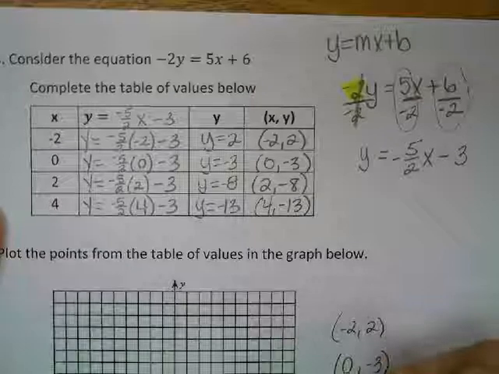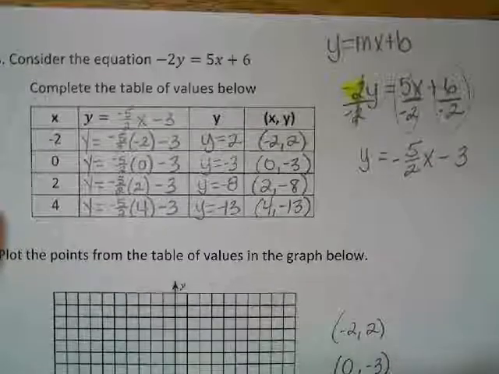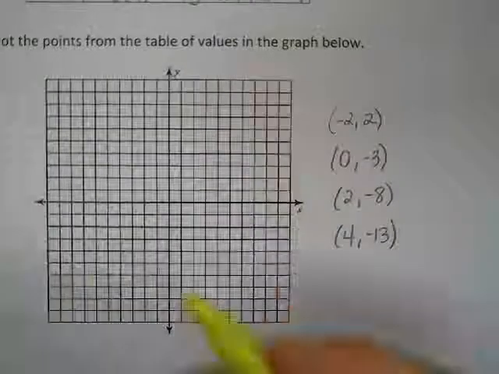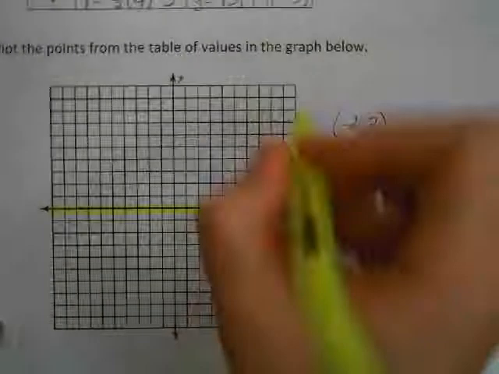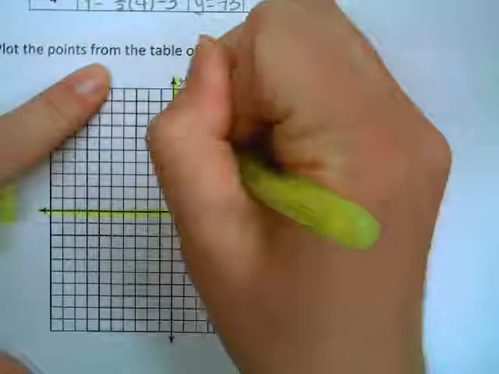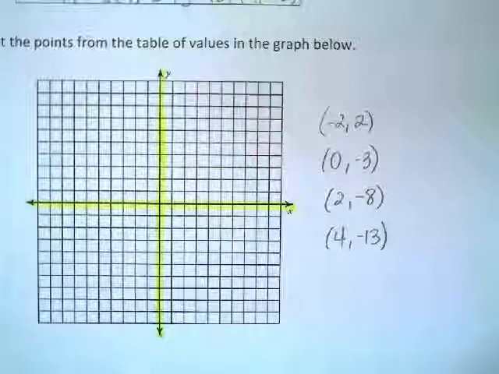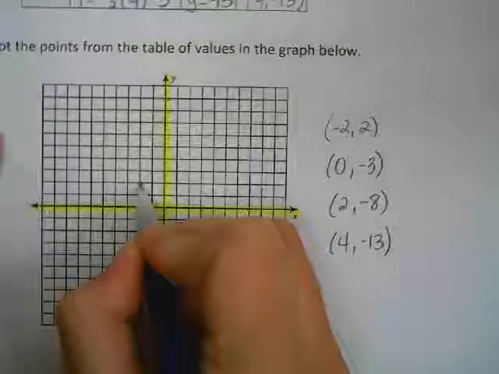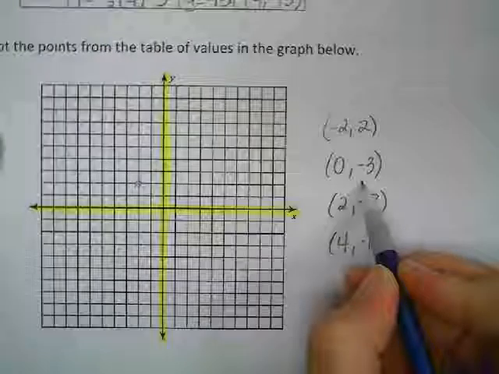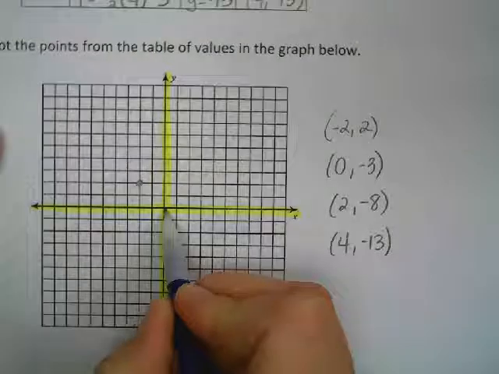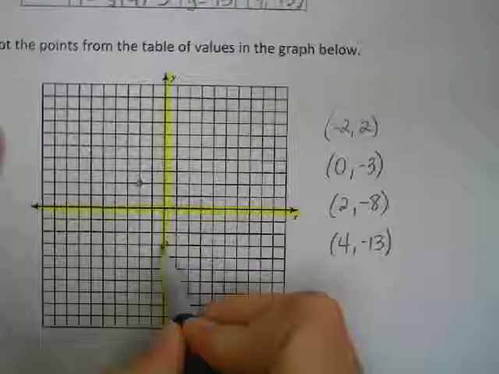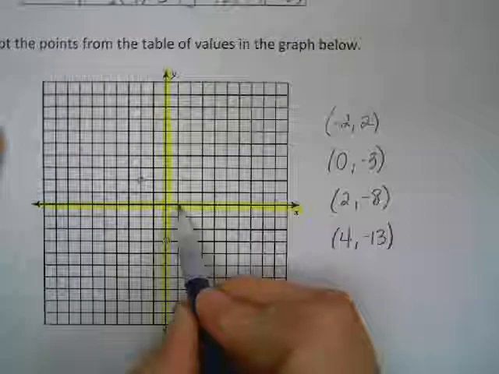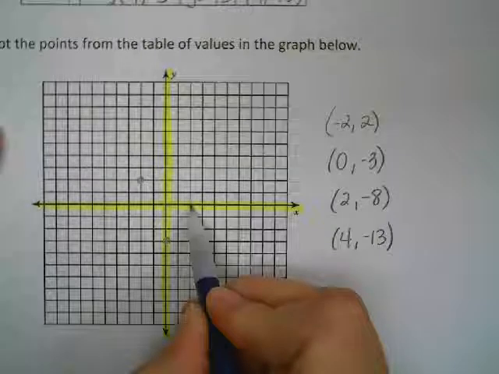So now I'm going to plot those 4 points in the graph below. So the first point I'm plotting is (-2, 2). So I'm going to highlight the x-axis and then highlight the y-axis so I could locate my origin. And then (-2, 2) is left 2, up 2. (0, -3). Start at the origin and then just go down 3. (2, -8). Start at the origin, go to the right 2, and then down 8.